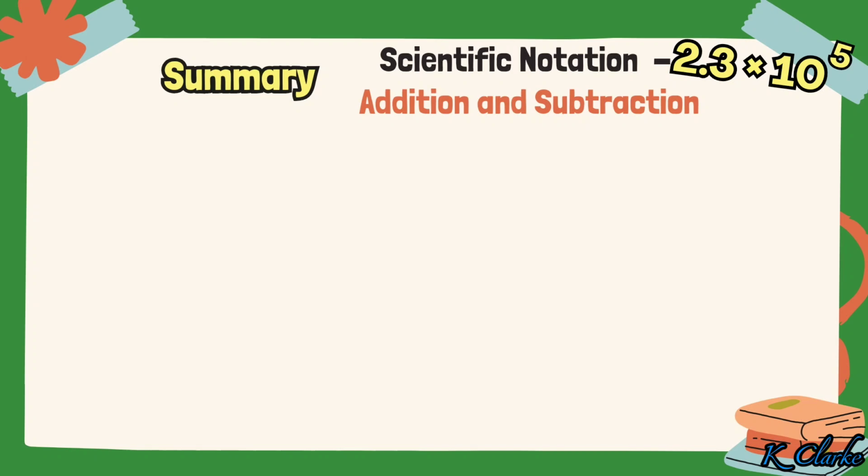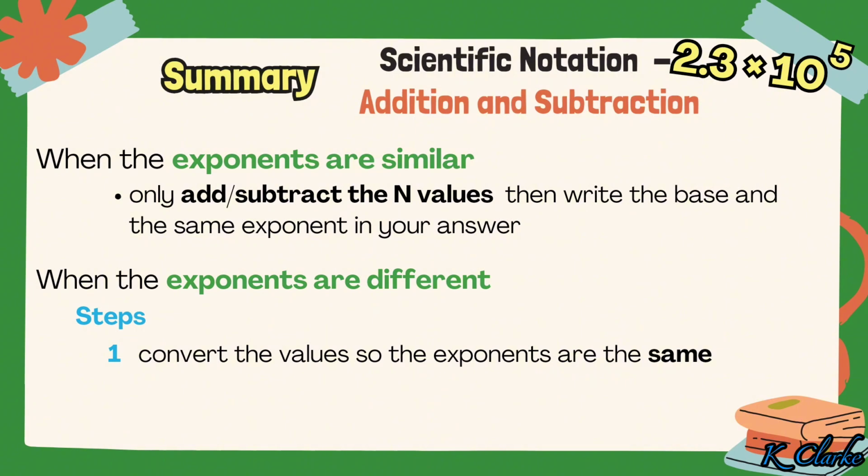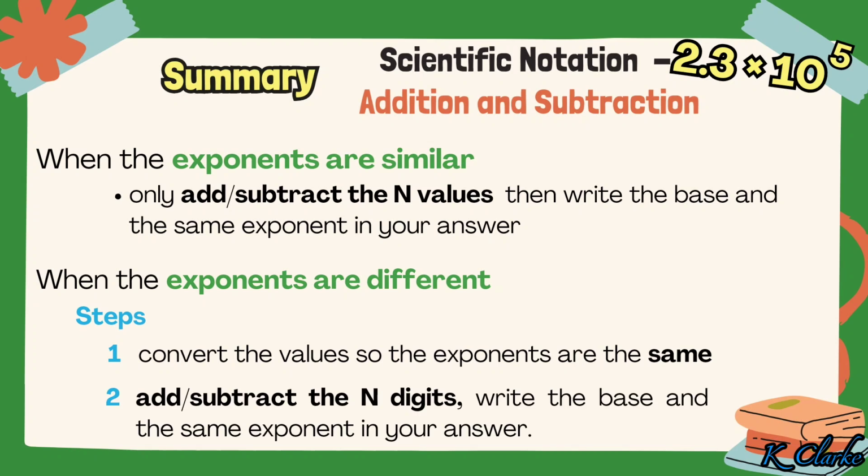Summary for addition and subtraction of scientific notation. When the exponents are similar, only add or subtract the n values, then write the base and the same exponent in your answer. When the exponents are different, first convert the values so the exponents are the same. Then step 2, add or subtract the n digits. Write the base and the same exponent in your answer.